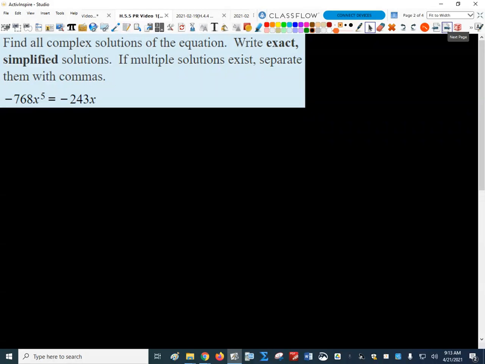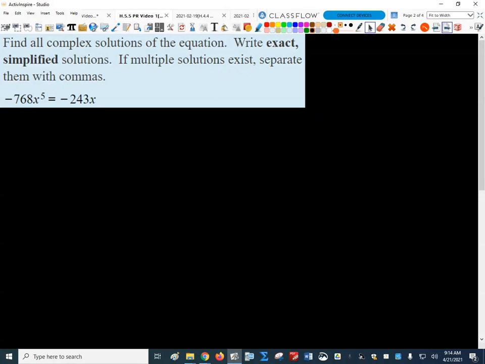Okay, so what about this one? What can I do here? Anything? Okay, so we could move the negative 243x to the left. What else? Any other alternatives?